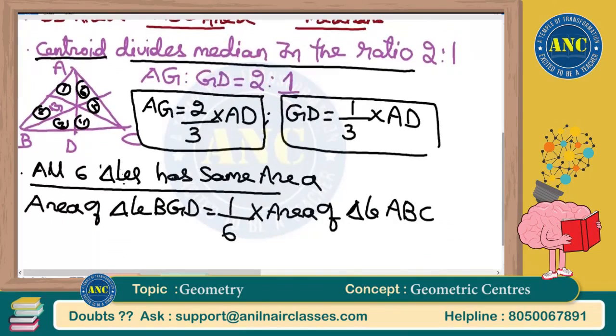All 6 triangles will have the same area. So each smaller triangle is nothing but 1/6 of the total triangle.